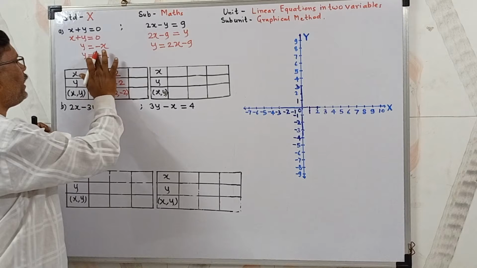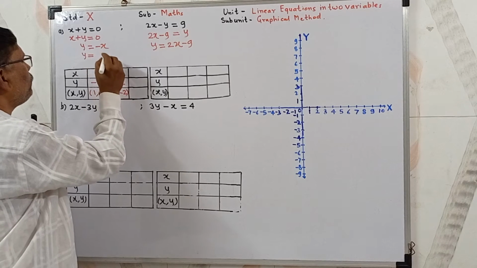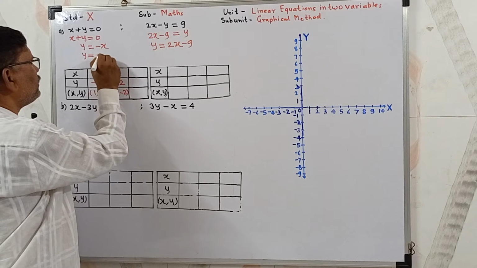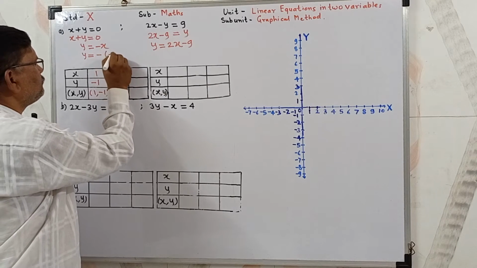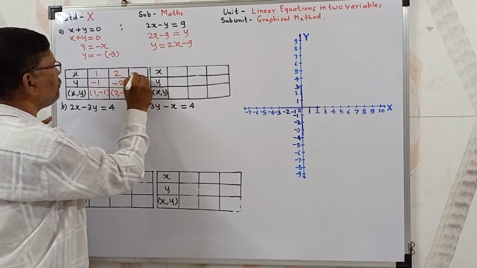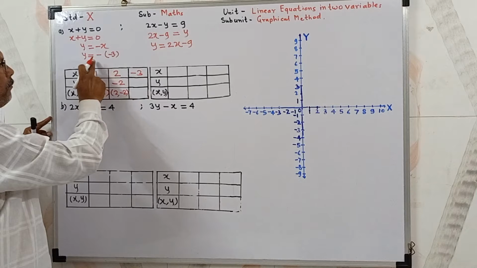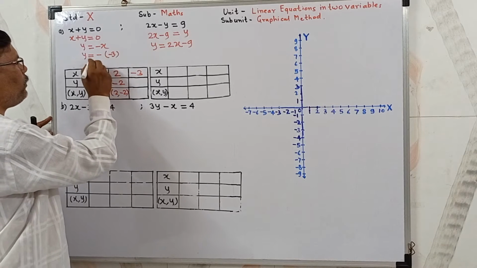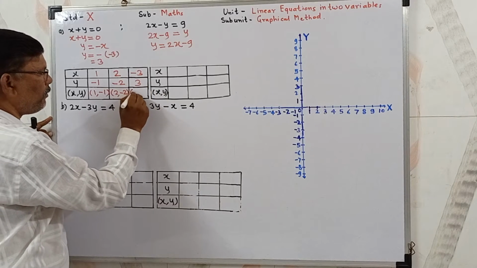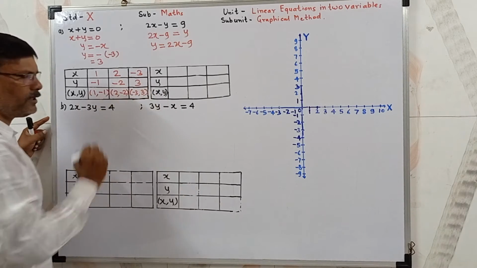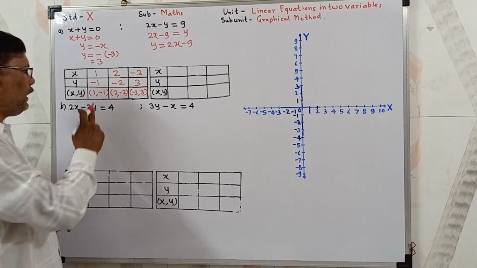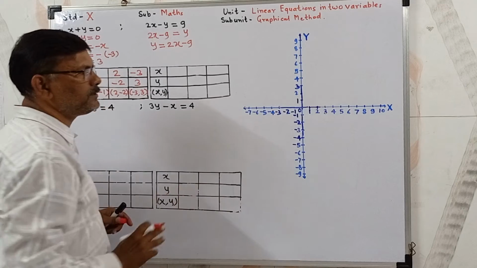Understood? Now take x equal to minus 3. Now we take the value of x as minus 3. Then minus times minus means plus. So y is equal to plus 3. So the point is minus 3, 3. Understood? Now we draw these points on this graph.